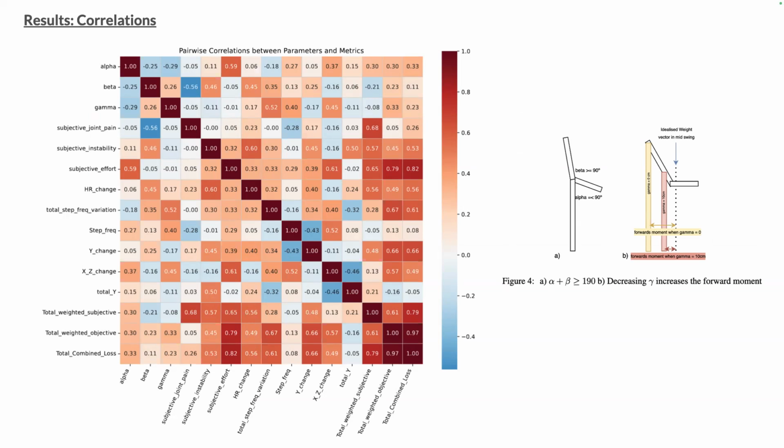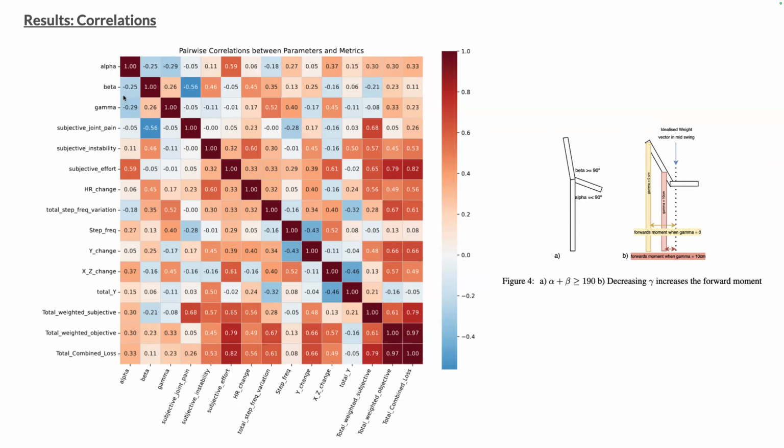But the second question that we had was, can we use the Gaussian process and the data that we have to understand better the crutching dynamics? So this table is a simple correlation table of the various metrics as they change and their correlations with the three parameters.